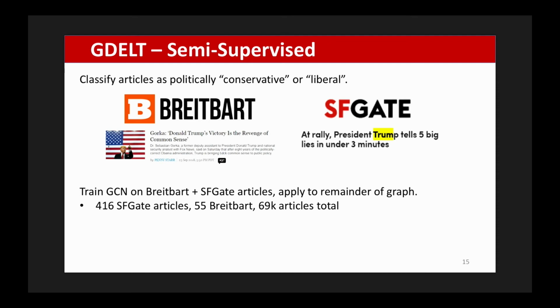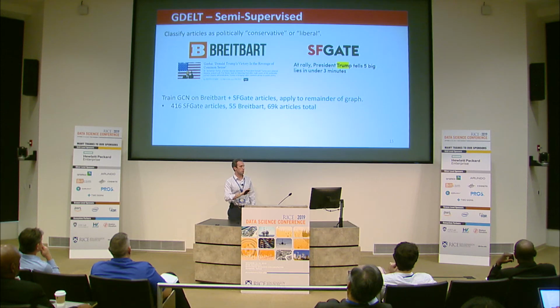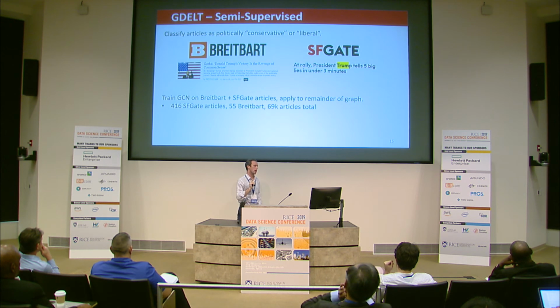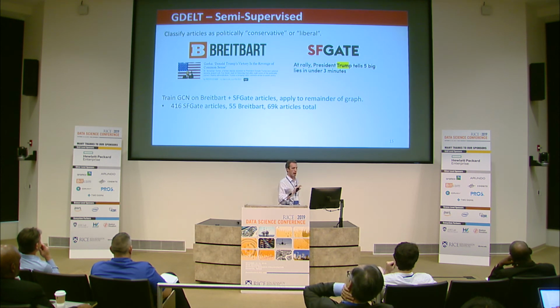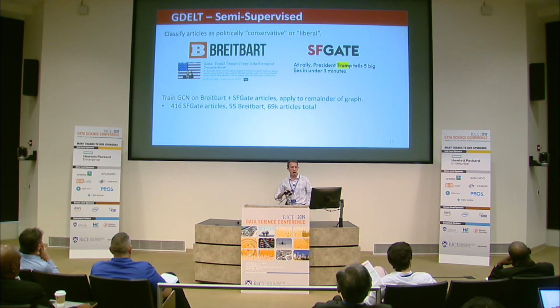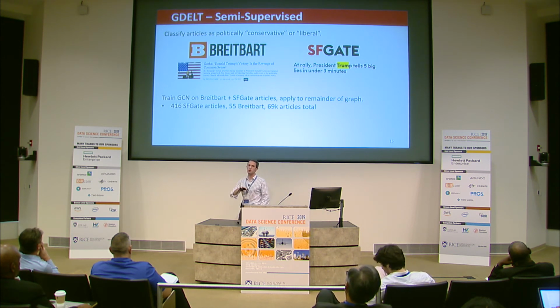Given the assumption that we can classify most of the articles coming from Breitbart as relatively conservative articles and most of the articles from SFGate as relatively liberal articles, what we tried to do was train a GCN based on these relationships and then reapply that to the remainder of the graph to find other politically conservative or politically liberal articles. Our data set was about 416 SF Gate articles and about 55 from Breitbart, with around 69,000 total.